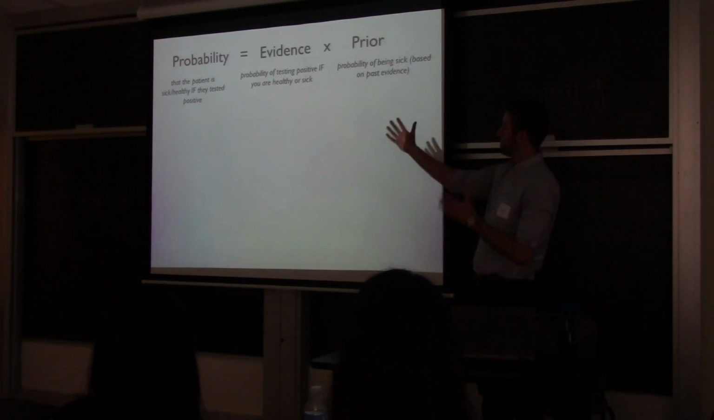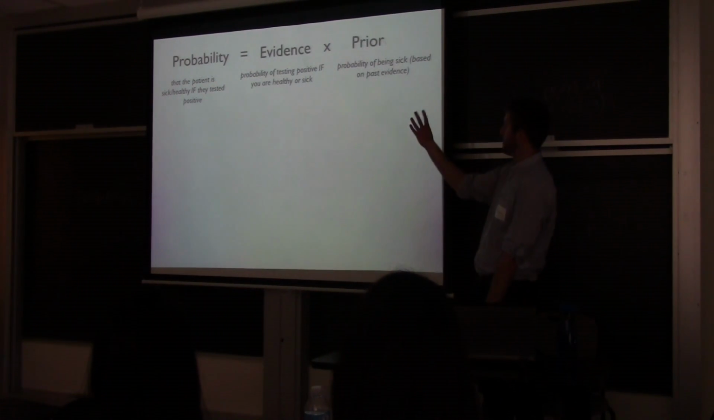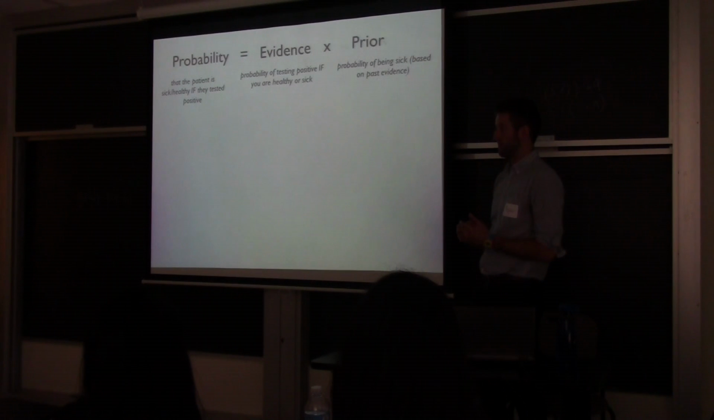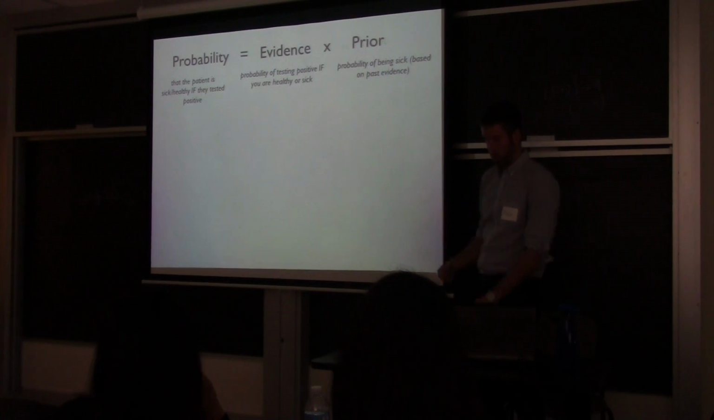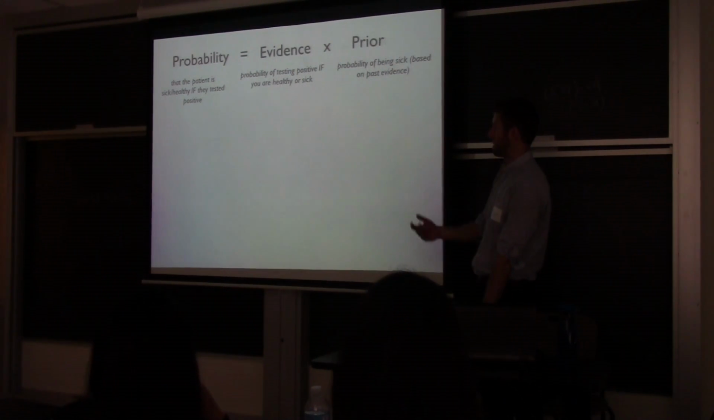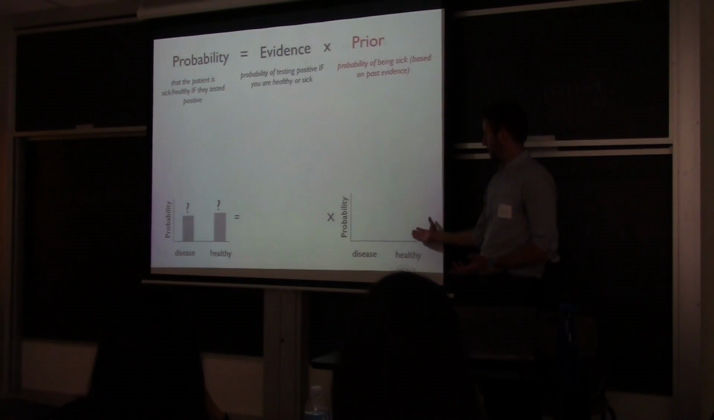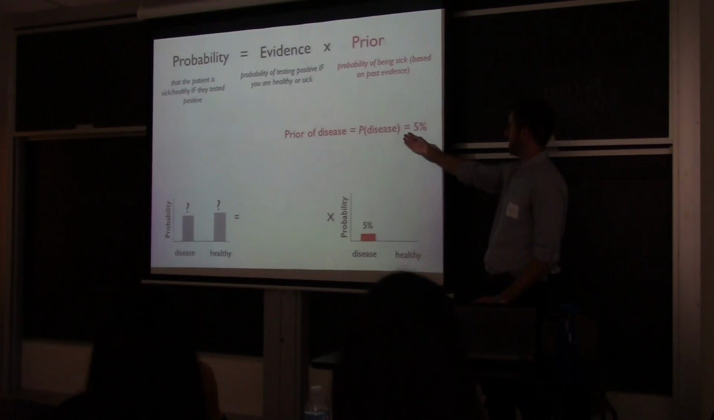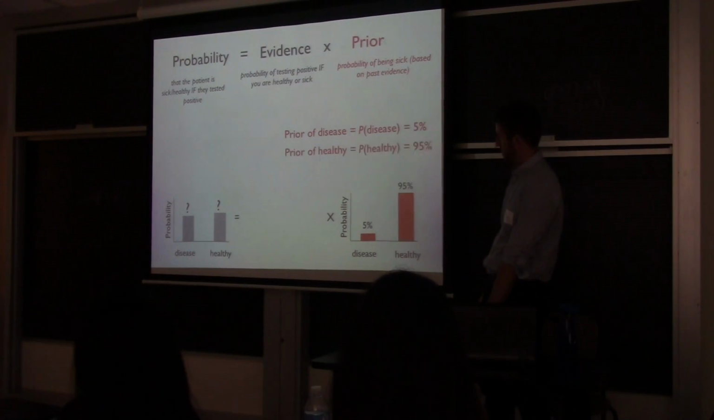So again, we want to compute the probability that the patient is sick or healthy given that they tested positive. We're going to use the evidence, which is the probability of whether they will test positive if they're healthy or sick, and the expectation that they're going to be sick, given what's happened in the past. So first, let's think about the prior. We know that 5% of the people have the disease, so the prior for being sick is 5%. And 95% of the people are healthy, so the prior for being healthy is 95%.